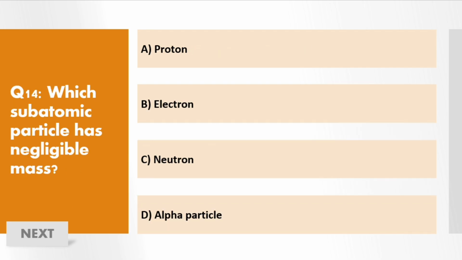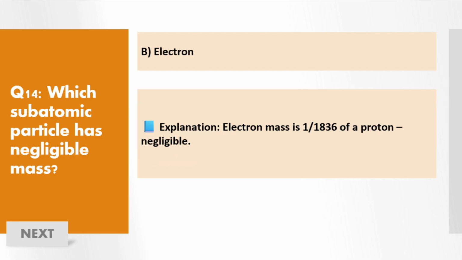Q14. Which subatomic particle has negligible mass? A. Proton. B. Electron. C. Neutron. D. Alpha particle. Correct answer: B. Electron. Explanation: Electron mass is 1/1836 of a proton, negligible.